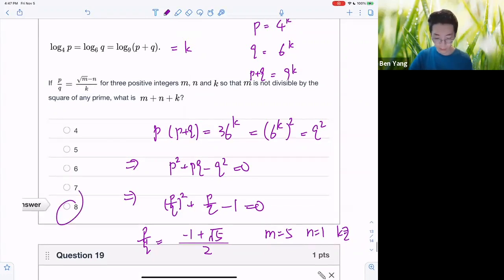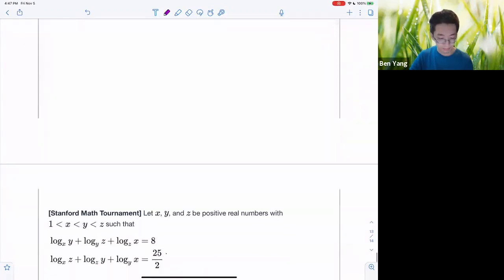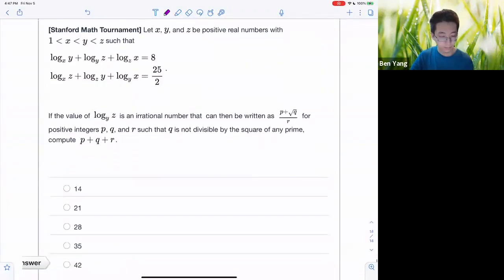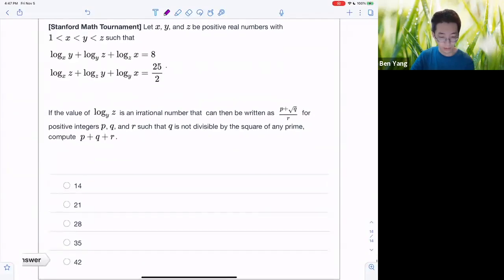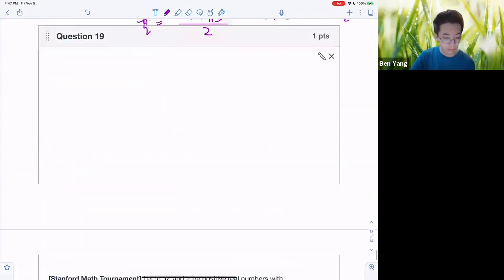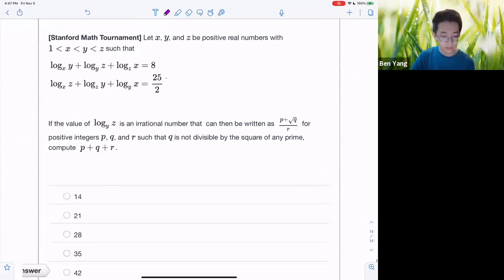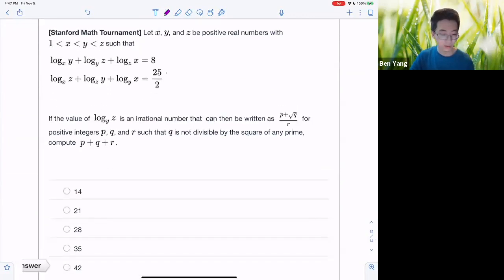All right, next one. This is question 19. Okay. We saw a similar question before, you know, the log U of V, V of W, W of U. I guess those are quite similar. Let's take a look.